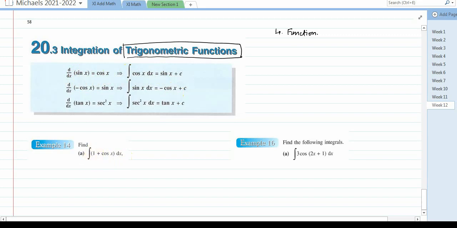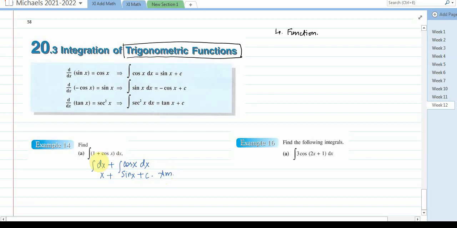The first one is quite simple: find the integral of 1 plus cos x. Firstly I will expand the brackets here. So integral of 1 is integral dx plus integral of cos x dx. The integral of dx is x plus the integral of cos x, which is sin x, and since it is an indefinite integral, you need to write C here as well. So that is the answer of your first example, number 14.